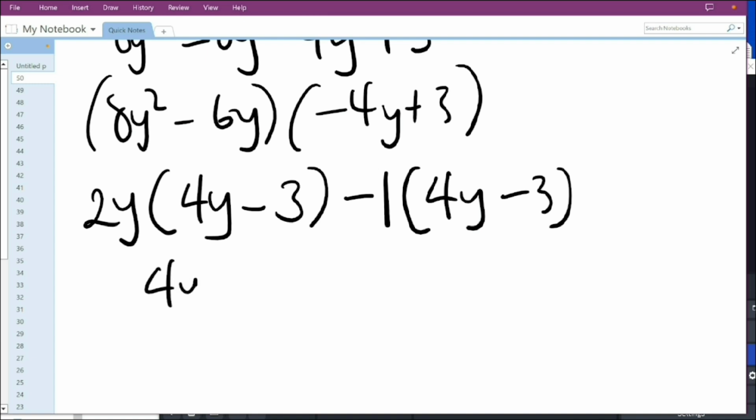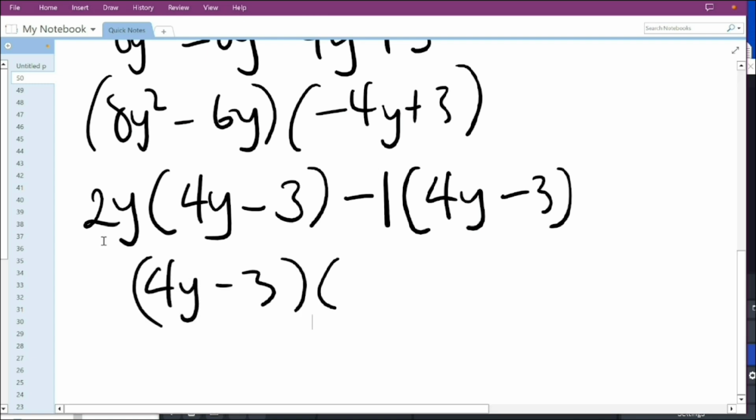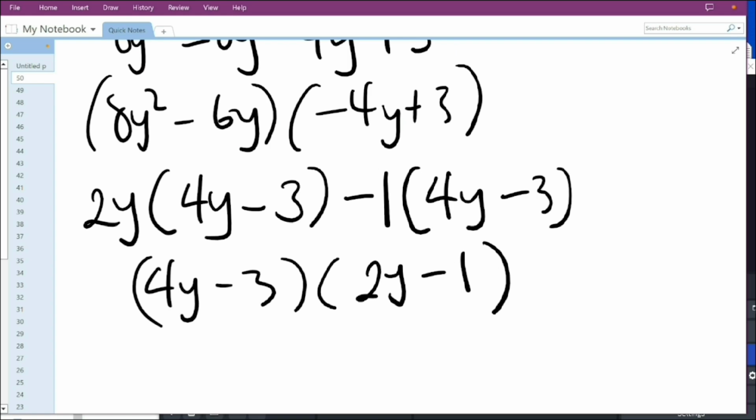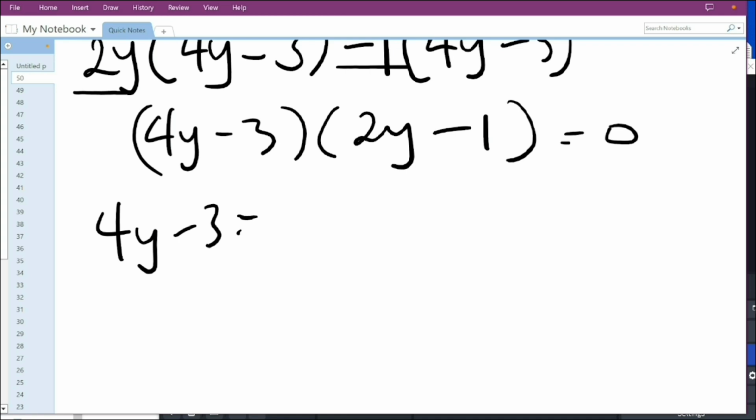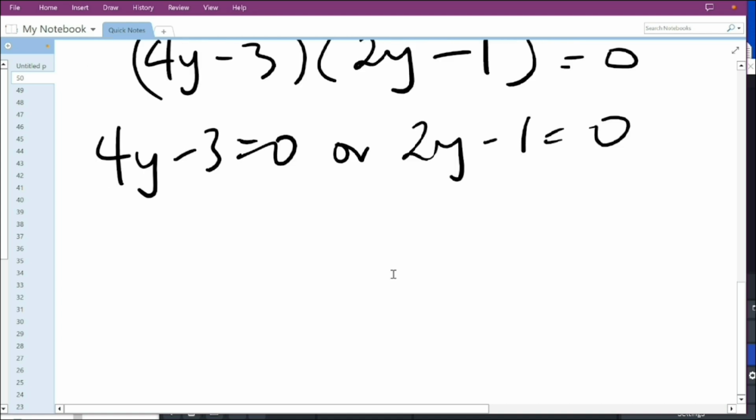So you have 4y minus 3. Then in the second bracket, you write this 2y with this minus 1. So you have 2y minus 1, close brackets. What you're going to do next is you're going to equate them to 0. It's like saying equals to 0. So you have 4y minus 3 equals to 0, or 2y minus 1 is equals to 0. You can solve them together or simultaneously.